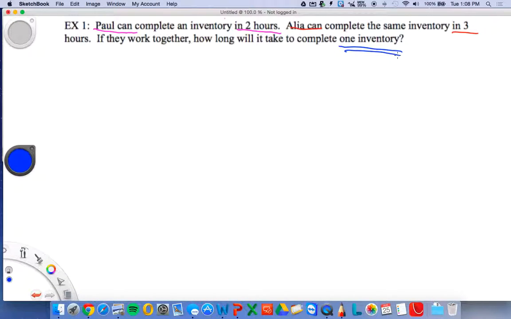And that's the key piece here. They're going to work together. So you'd expect their time working together to be less than either 2 or 3, because if Paul can do it in 2 hours and somebody else is helping him, that time should be lower than 2.